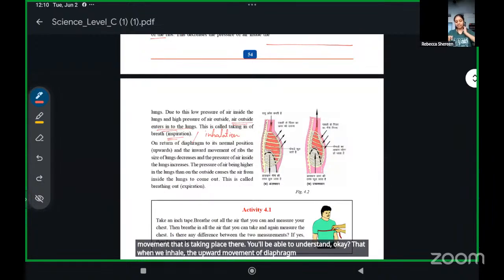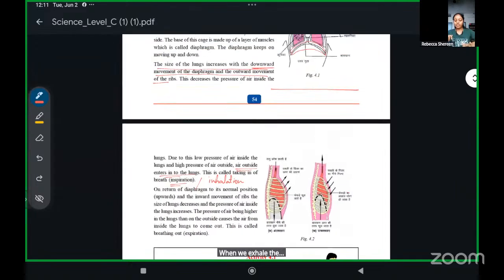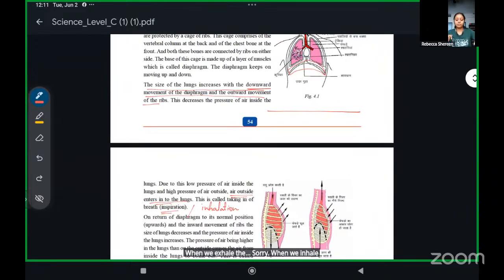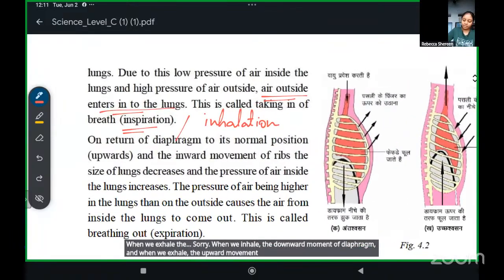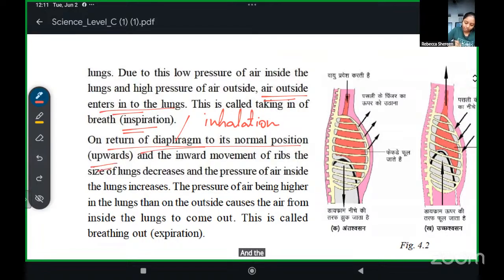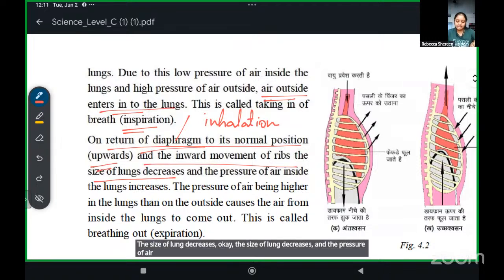When we inhale, the diaphragm moves downward, and when we exhale, the diaphragm moves upward. On return of the diaphragm to its normal, upward position, and the inward movement of the ribs, the size of the lung decreases, and the pressure of the air inside the lungs increases.